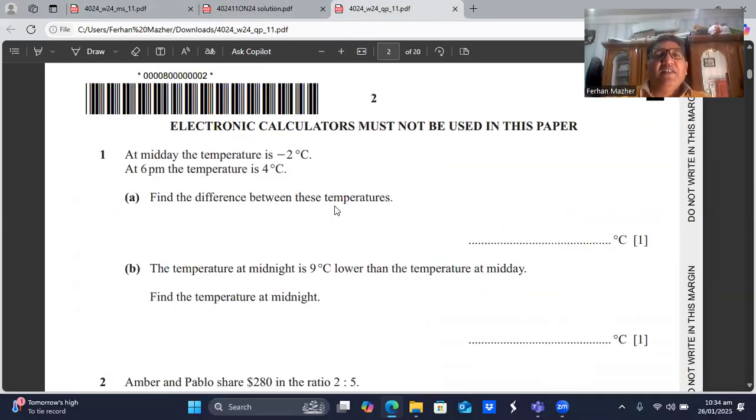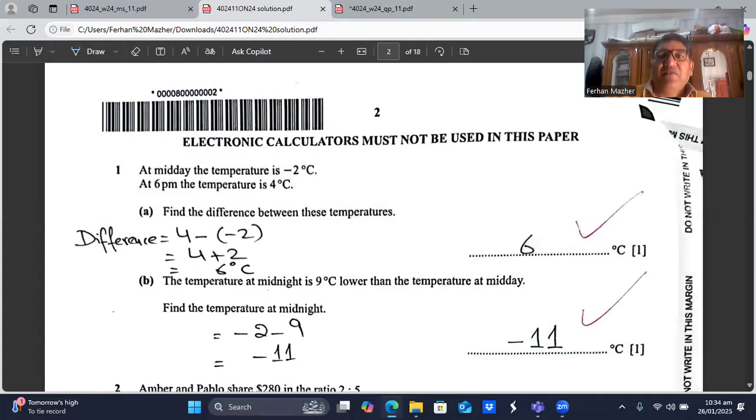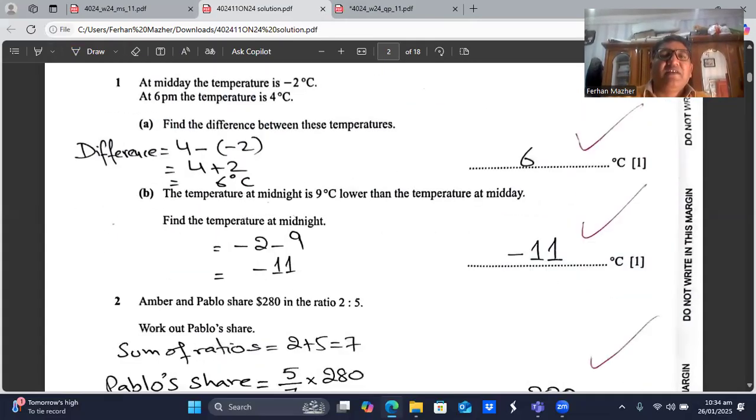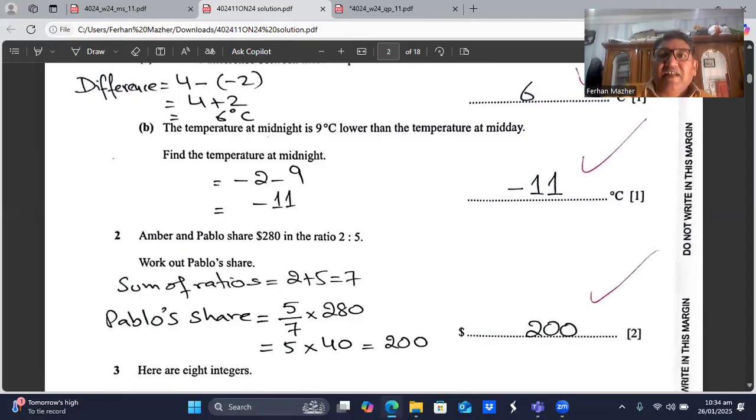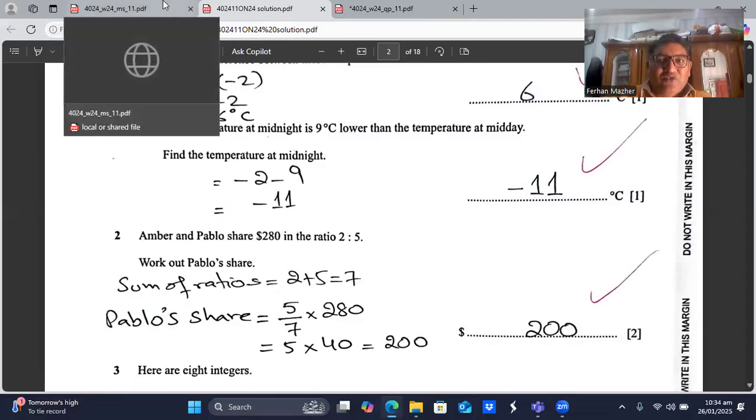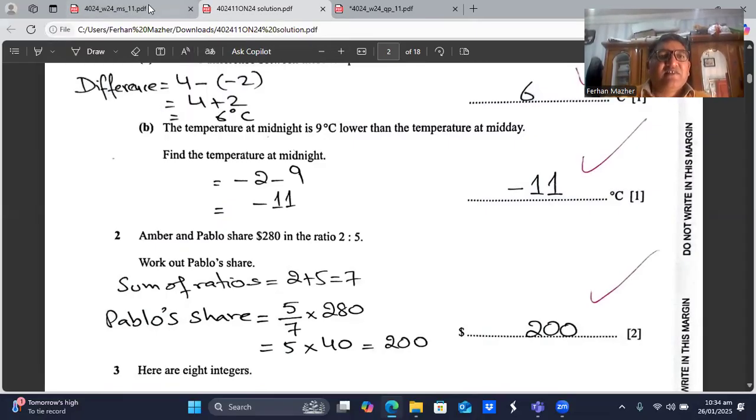Question number 1, B part. The temperature at midnight is 9 degrees centigrade lower than the temperature at midday. The temperature at midday is -2 degrees. So from -2, I will subtract 9 and we will be able to get the answer. So -2 minus 9, that will be -11. So this is how we're going to get the answer. So -11 is the right answer.